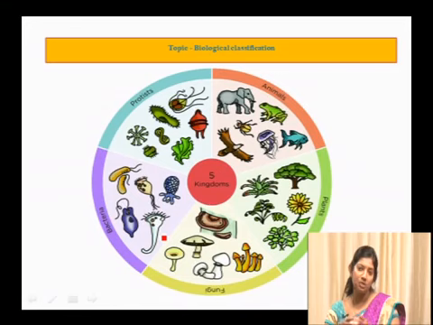So to begin with, let me give you an idea how 5 kingdom classification came into origin. Initially it was Linnaeus who classified living organisms into only 2 kingdoms, and it was the 2 kingdom classification where the 2 groups available were Plantae and Animalia.